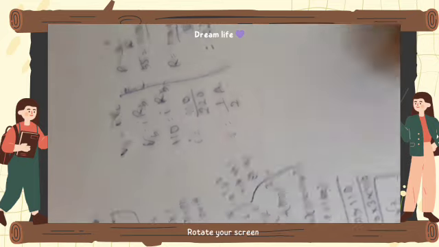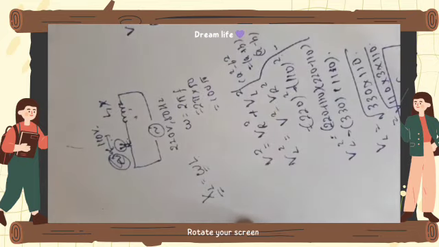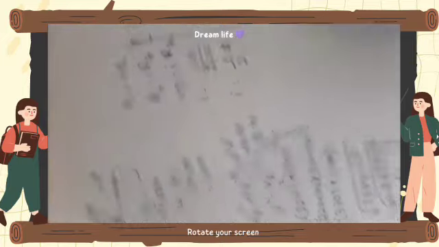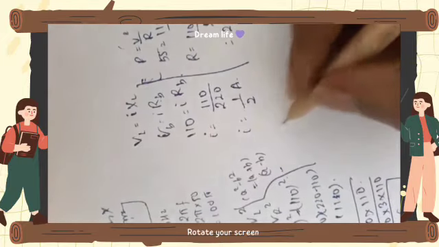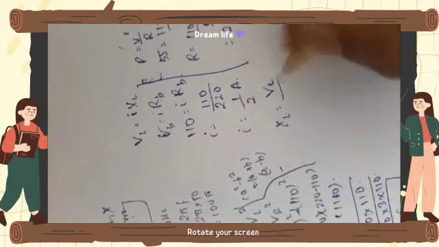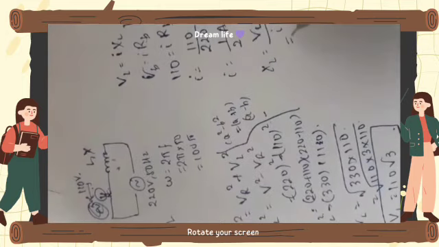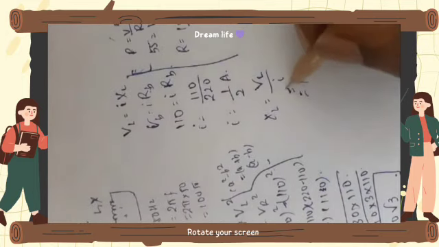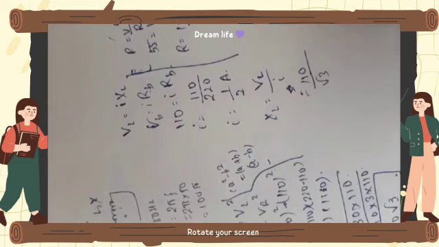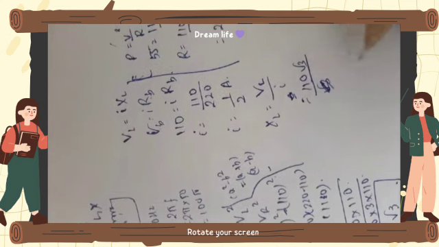Now we have to find the inductance L. We have already found VL, so we can find XL through this relation. XL is equal to VL by I. VL is nothing but 110 root 3, and I is 1 by 2 ampere. So this 2 will go to the numerator. So XL is 220 root 3 ohm.